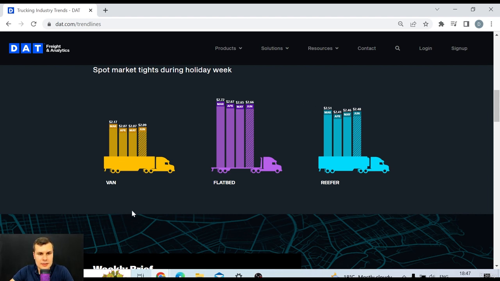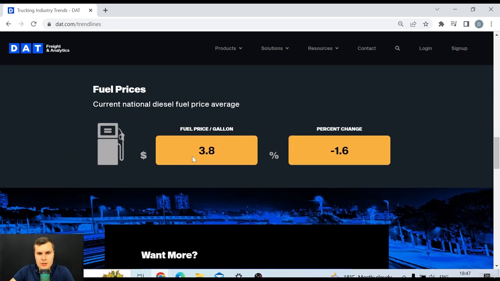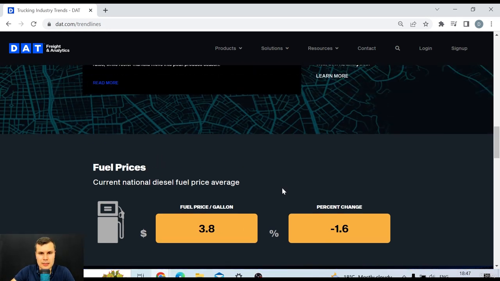Once again, this statistic updates monthly, so you should be going on DAT Trendlines, and you should be checking the statistics just to understand where the market is at right now. Let's see what else is available here. Fuel prices. You can check out the percentage change, and this is the average fuel price per gallon in the US right now, which is $3.80.